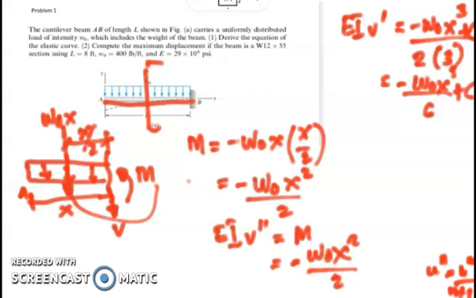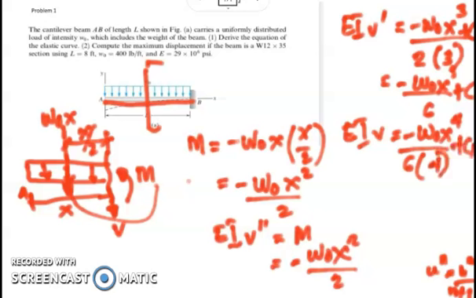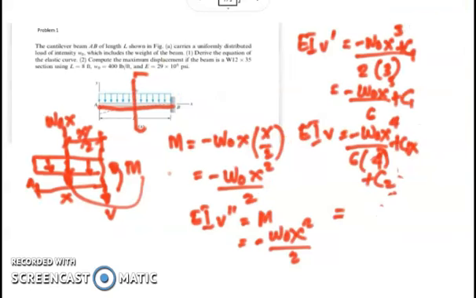Now we have the second integration, EI v is equal to the power formula again. So negative w sub o x, this is cubed, so that will be 3 plus 1, so 4, all over 6 times n plus 1, so that will be 4, plus c sub 1 x plus c sub 2. So this is now the second integration. If we simplify, this is equivalent to negative w sub o x to the fourth all over 24 plus c sub 1 x plus c sub 2.